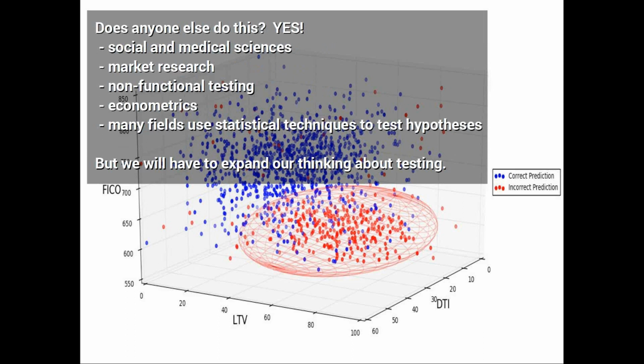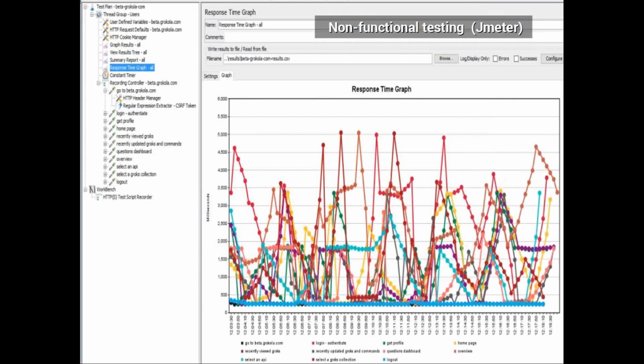Market research, we've been doing this for decades. Surveys are a classic example of a statistical model. It's election time coming up in both Canada and the US, so polls are out there and we're getting all these predictive models. There's an example right there. Non-functional testing: we don't have right answers in non-functional testing. We have statistical analysis, econometrics, experimental psychology, and other things as well.